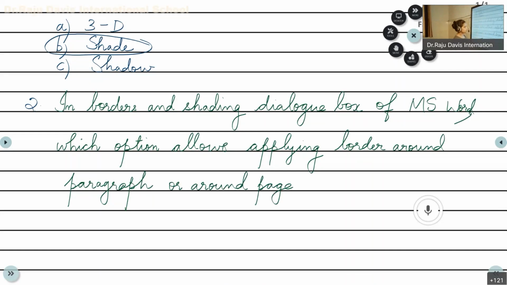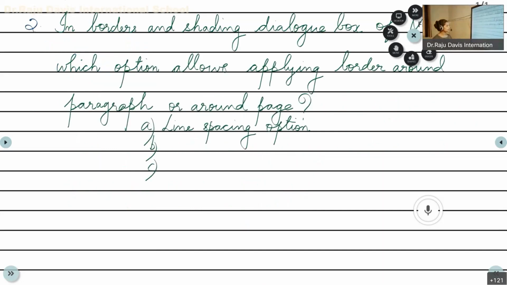What should we put after this? Question mark. Options. Okay. Option A is line spacing option. L-I-N-E line, S-P-A-C-I-N-G spacing. Line spacing option. That is option A.